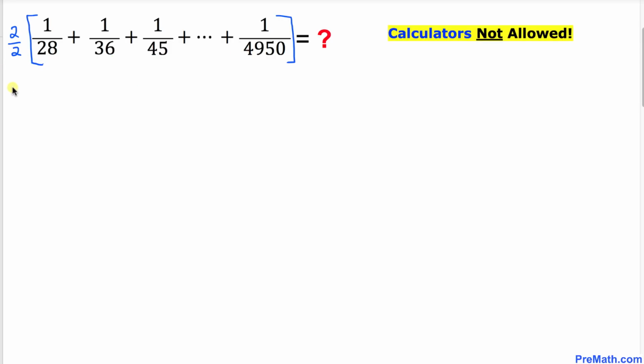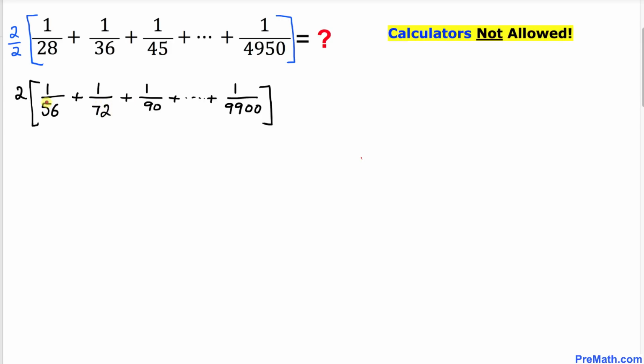So therefore, this series could be written as 2 outside, and we multiply by 2 at the denominators. So the denominator is going to become 2 times 28, which is 56, plus 1 over 2 times 36, which is 72.